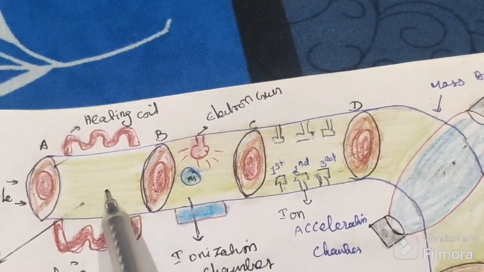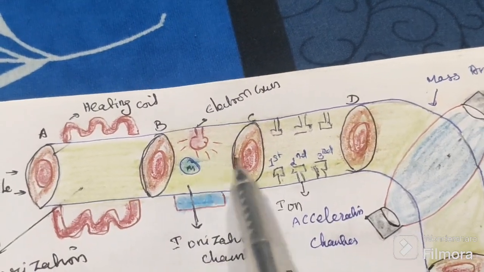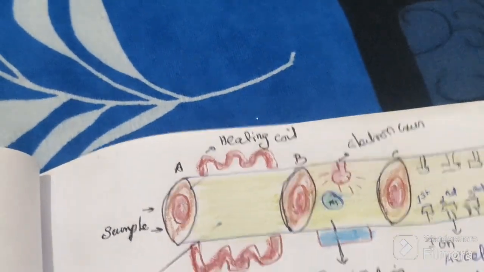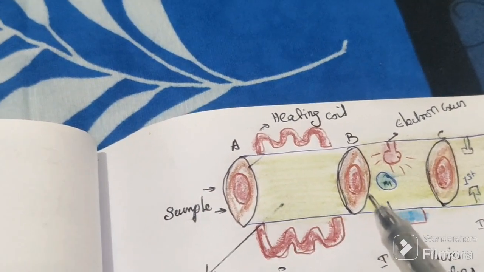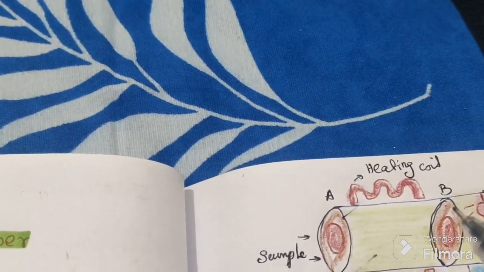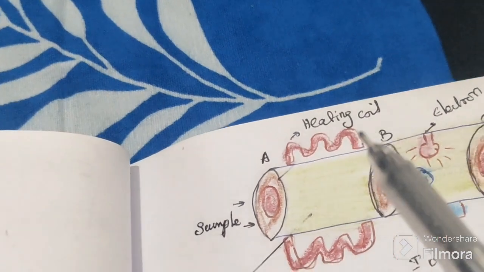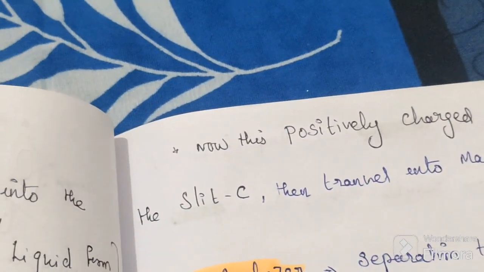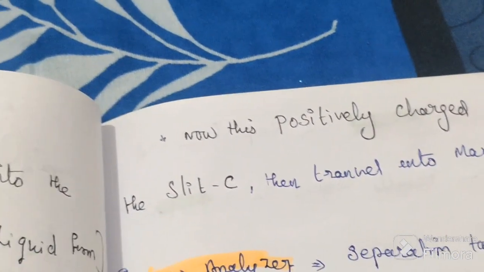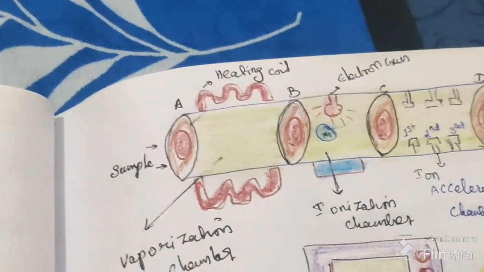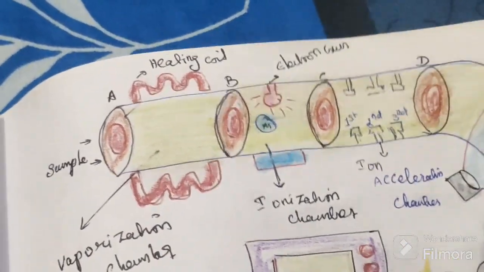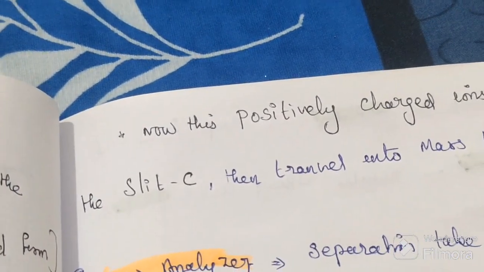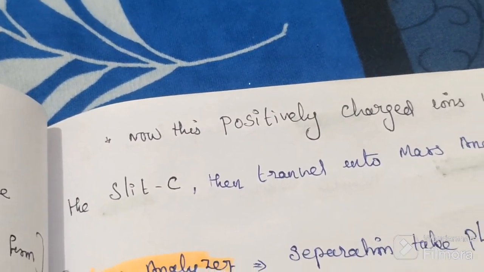It will be converted into vaporized form, then into positive ions. Now it will move to the next chamber. Here the tungsten filament produces electrons, and the electron collector collects the electrons. After that, all the molecules will be converted into positive form and will travel to the next stage.